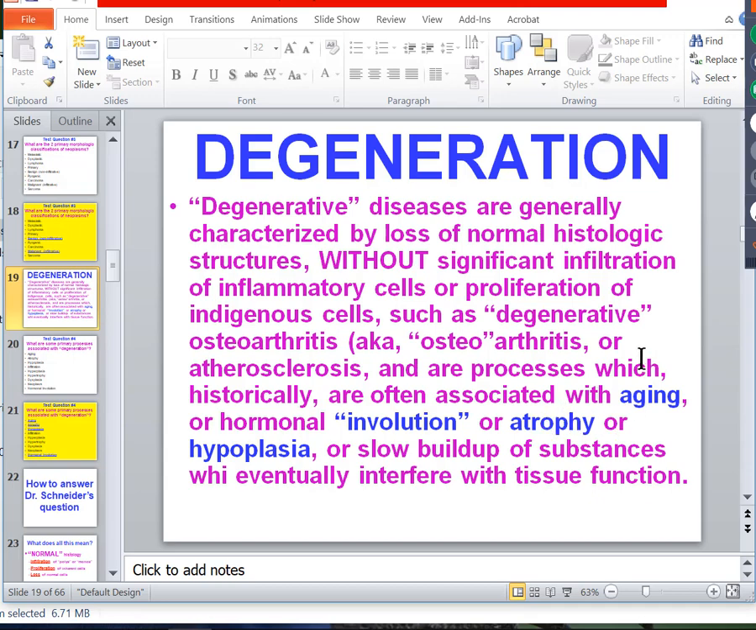But these are all of the processes which are generally associated with degenerative diseases, like aging, hormonal involution. A good example of that would be why in your anatomy lab last year did all of the thyroids in these older people look so small? They weren't as big as the books say they should be. Well, that's because sometimes aging is associated with hormonal involution in both sexes, atrophy or hypoplasia.